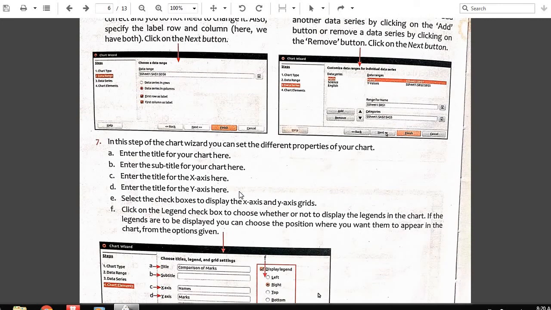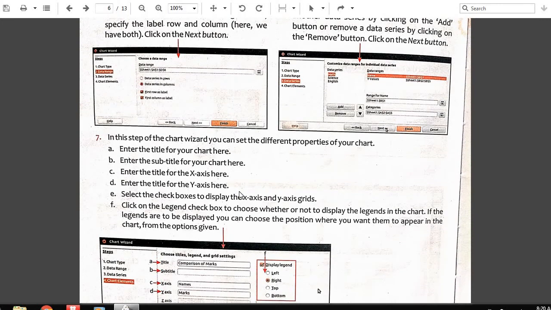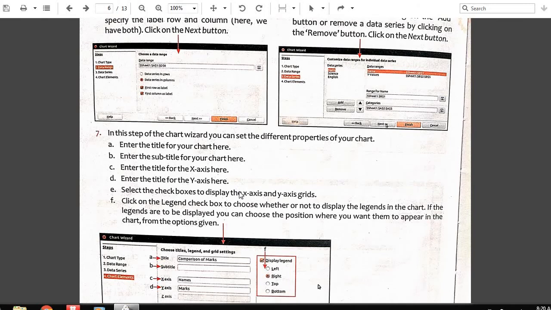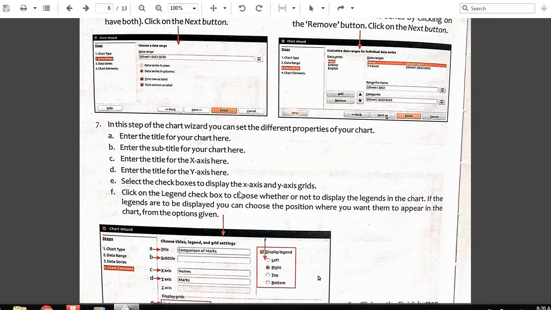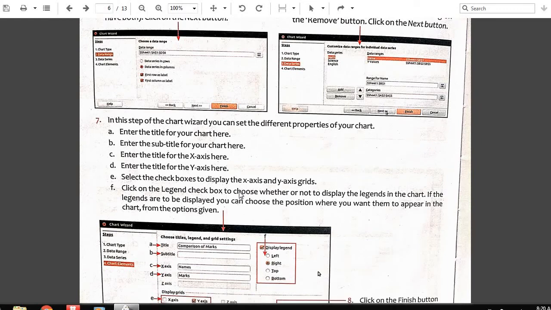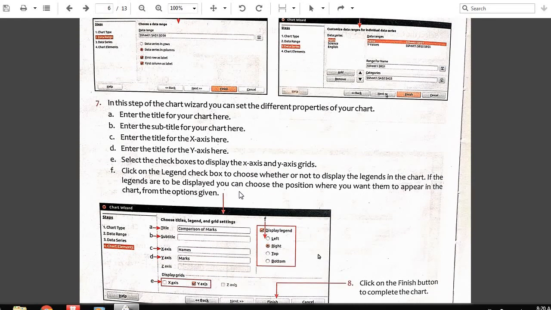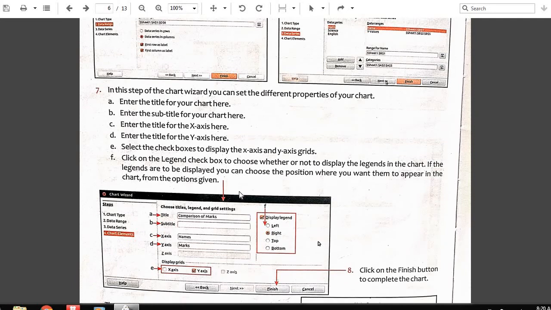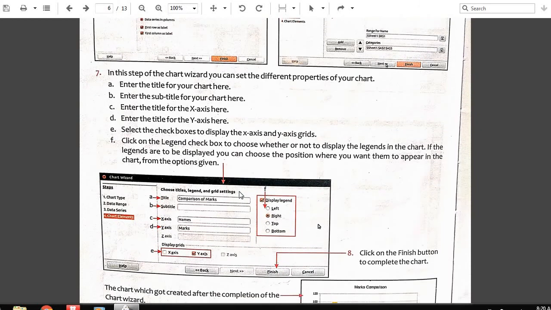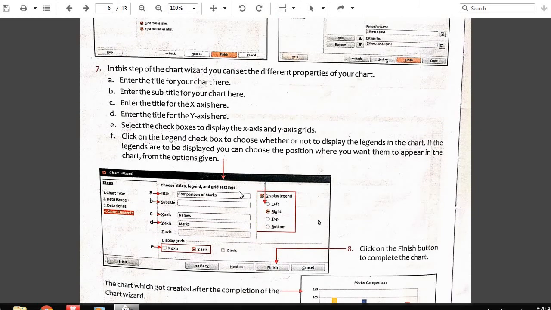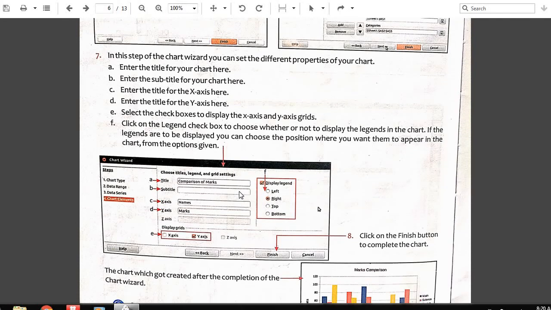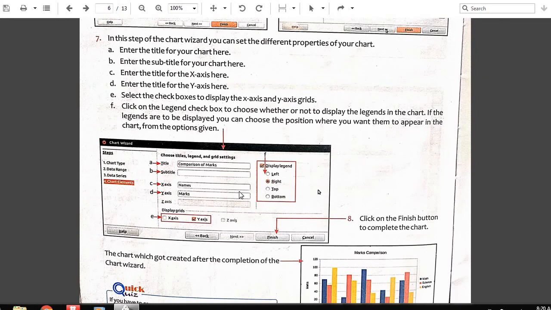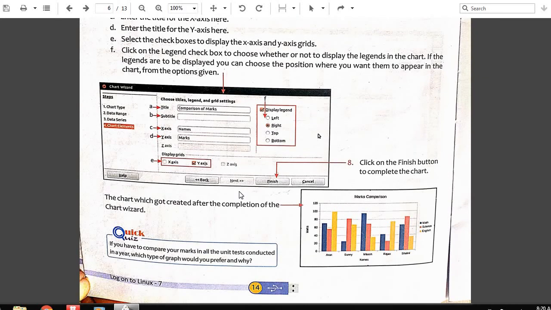Now let us see more steps in the chart wizard. You have to enter the title, like I told you: chart title, then subtitle, title of the x-axis, title of the y-axis, and other checkboxes that you have to click. Then click on the legend checkbox to choose whether or not to display the legends. I have shown you the legends, no? It is up to you whether you want to show them or not. If yes, you have to choose the position also, where you want them to appear. So you have to do all these settings. Then click on the finish button to complete the chart.